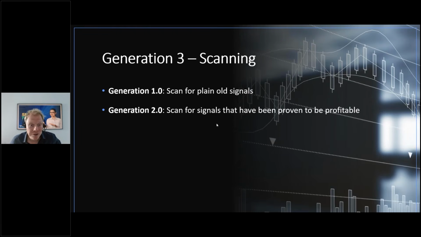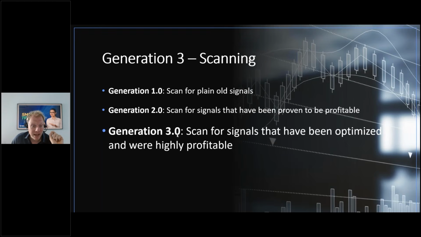Generation 2 scanning is to scan for symbols which currently have signals and check at the same time if our win rate and profit factor are actually profitable. As mentioned before, not all symbols work equally well with our indicator. So wouldn't it be better if we could scan for symbols and filter by which ones are most profitable? That's possible with Generation 2. But we have one more step of what we can do with scanning.